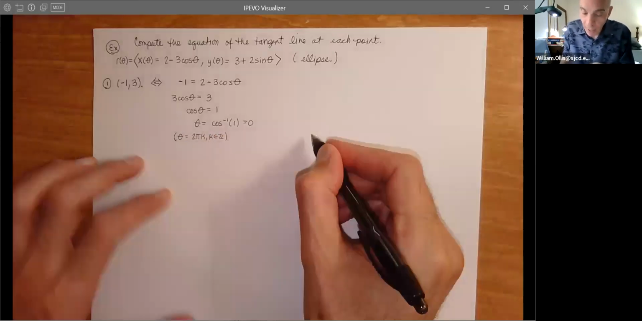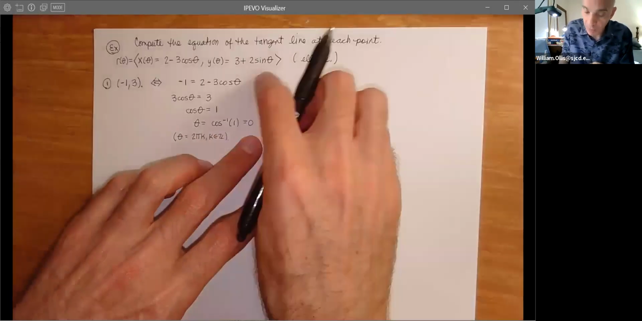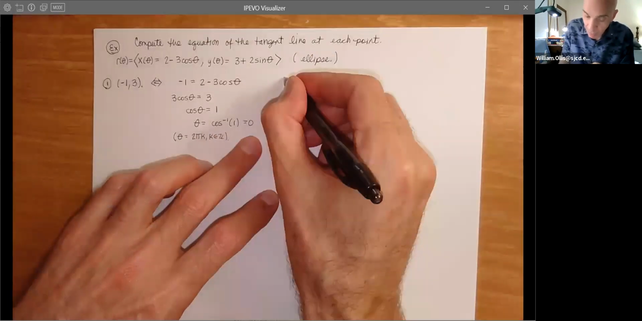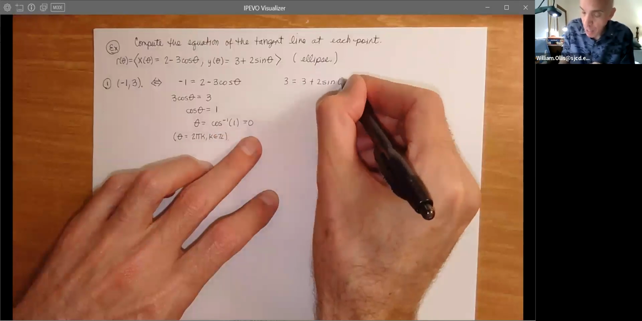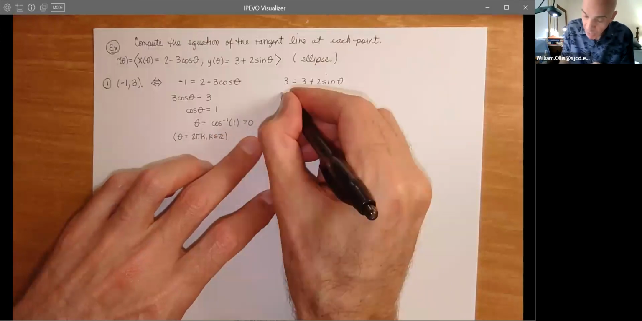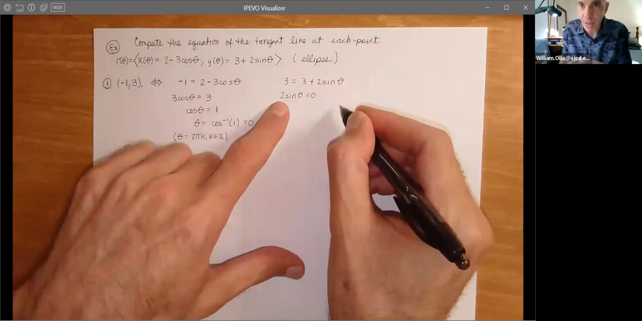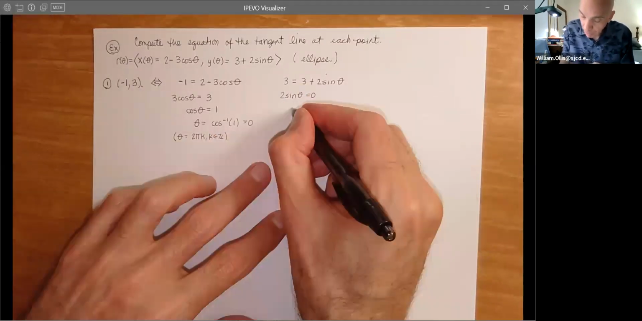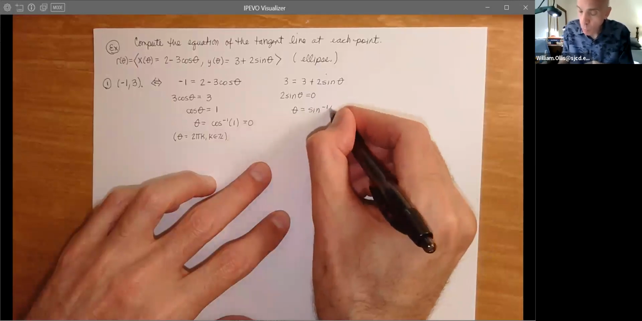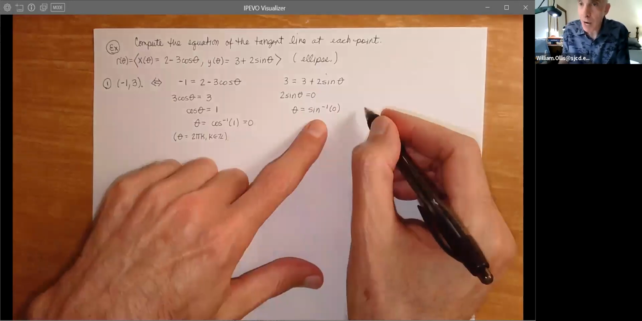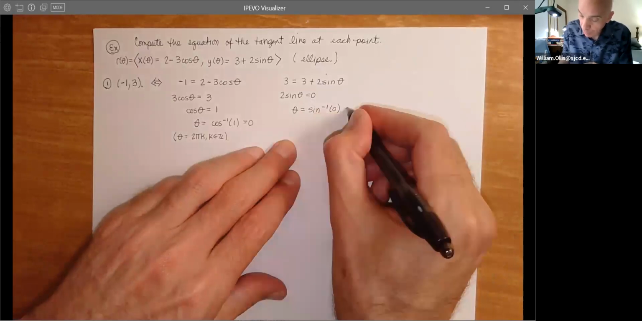And now for y, it looks like we're focusing on 0. Let's see if we can get a 0 out of this one. So we have 3 is equal to 3 plus 2 sine theta. Now, of course, the 3's absorbed. So we have 2 sine theta equals 0. Of course, divide out by 2. So theta is just the inverse sine of 0. Well, we know the inverse sine lives between -pi/2 and pi/2. So this will give us a theta of 0.